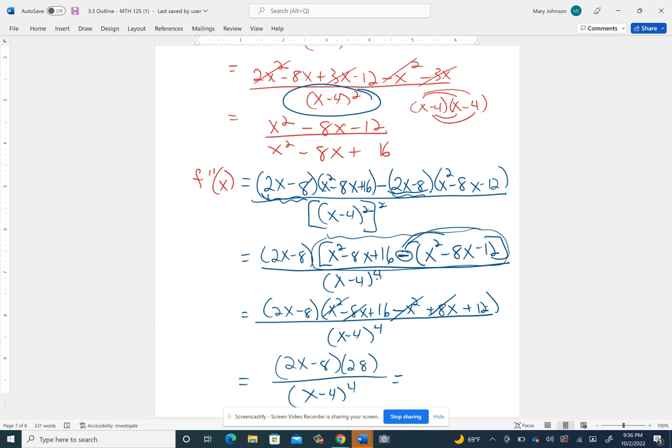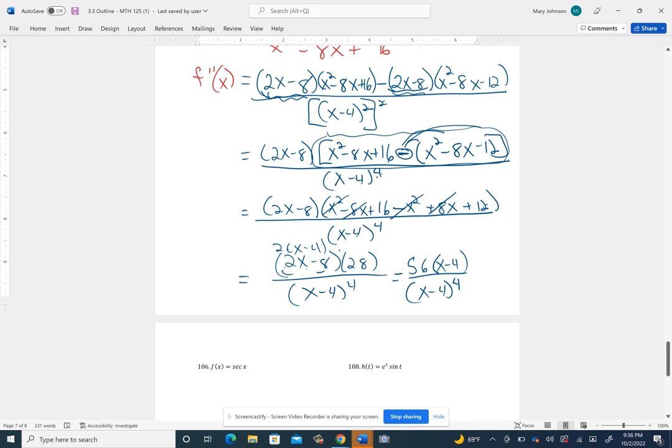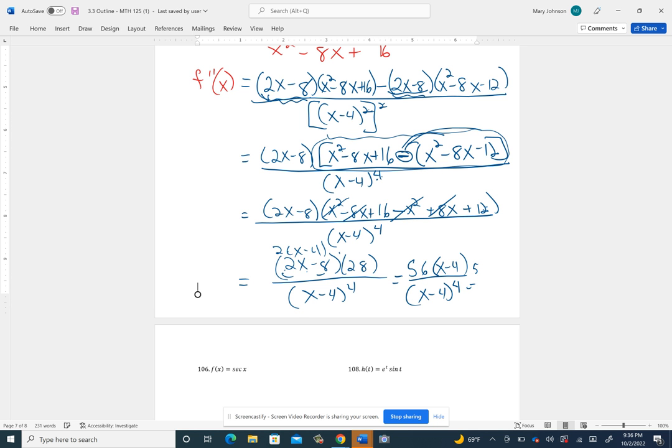All right. What I might do is factor out the 2 that's common here and put it with the 28. So the 28 times 2 would be 56. Factoring out a 2 from here, see? And then putting that 2 with that 28, I could leave it in factored form like that. Or I could leave it multiplied out, which would be 56x minus, what's 4 times that? It's 224 over the x minus 4 to the 4th power.